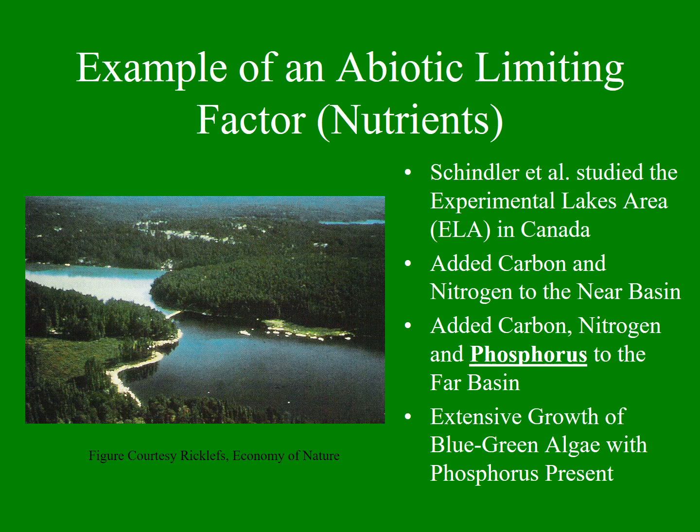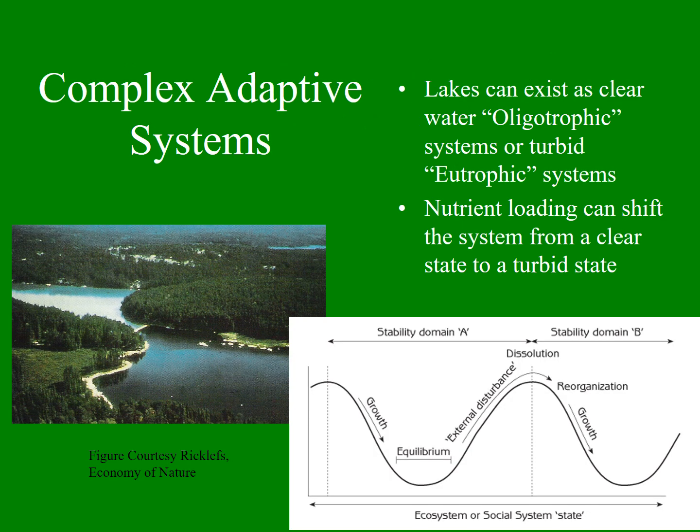So this represents another type of complex adaptive systems. Lakes can exist as clear water systems, oligotrophic, unproductive systems. Trophic, in this case, means how much productivity occurs within the system. So oligo means not very much, so low productivity systems, or turbid systems, eutrophic systems. If you push in a lot of nutrients, it can shift the system from a clear state, stability domain A, into a turbid state, stability domain B.